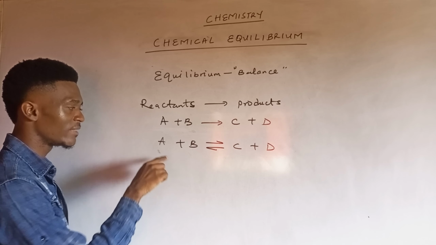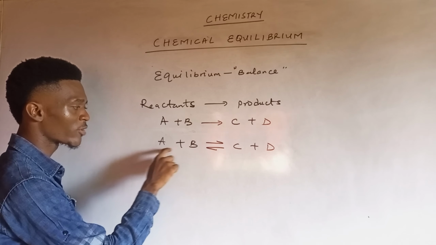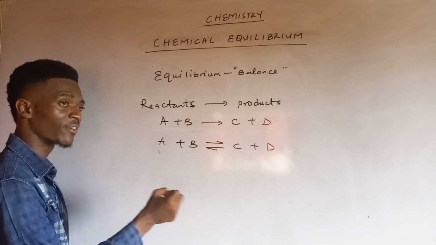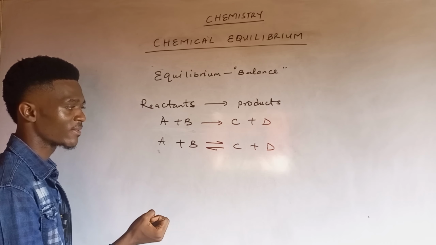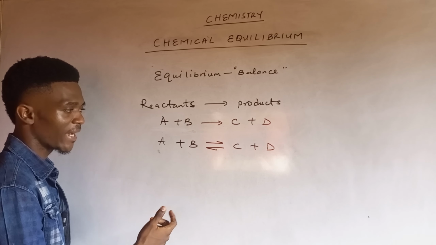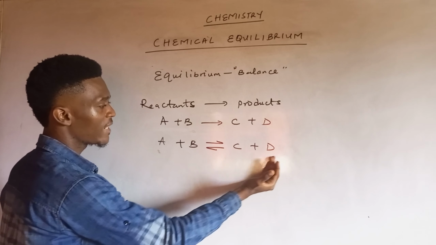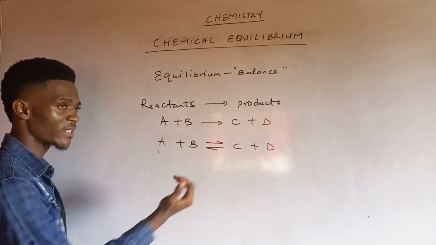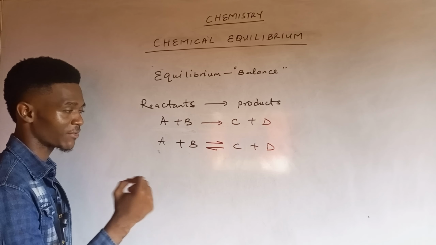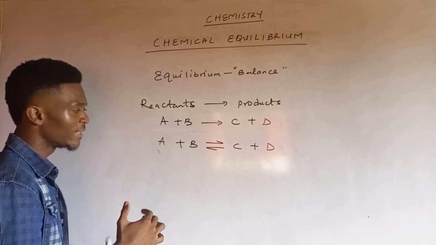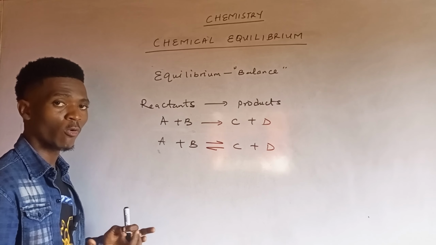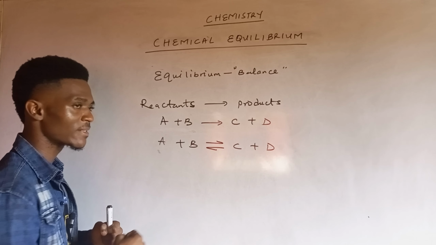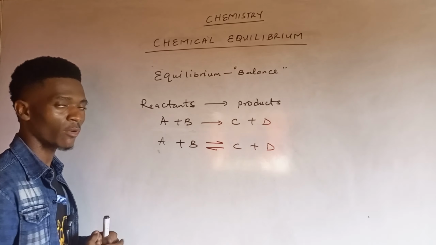At first, the reaction rate in the forward direction is faster. Why? Because you have A and B provided as the reactants to start up the reaction. When C and D are formed, they react in turn to form A and B, but the backward reaction is slow at first. But it gets to a point where they are struggling like a tug of war, trying to attain this balance. That's where chemical equilibrium comes in.